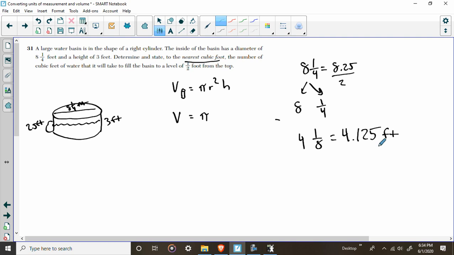This is one of the trickier parts about using our very silly backwards American system of measurements, with quarters and halves. We would normally say 4 feet, 1.5 inches, but if you put it as a decimal, this becomes a much easier problem. So that's going to be pi times 4.125 squared times your height, which is now going to be 2.5. Don't forget to fill it only to 1/2 a foot from the top.